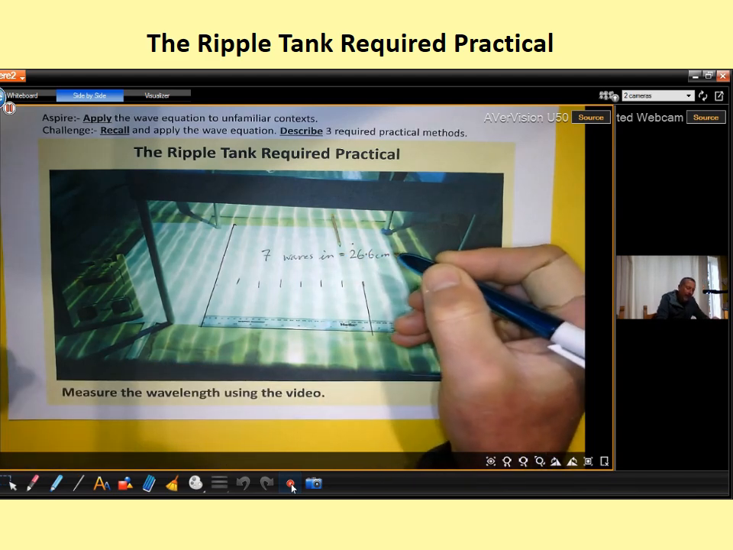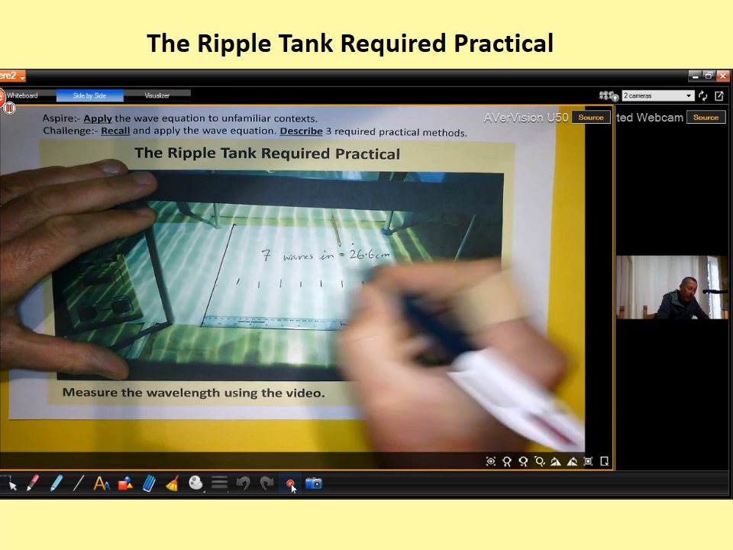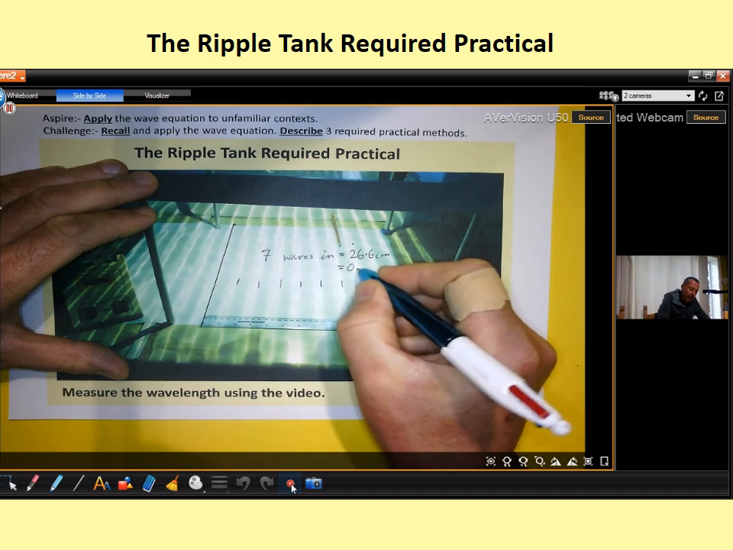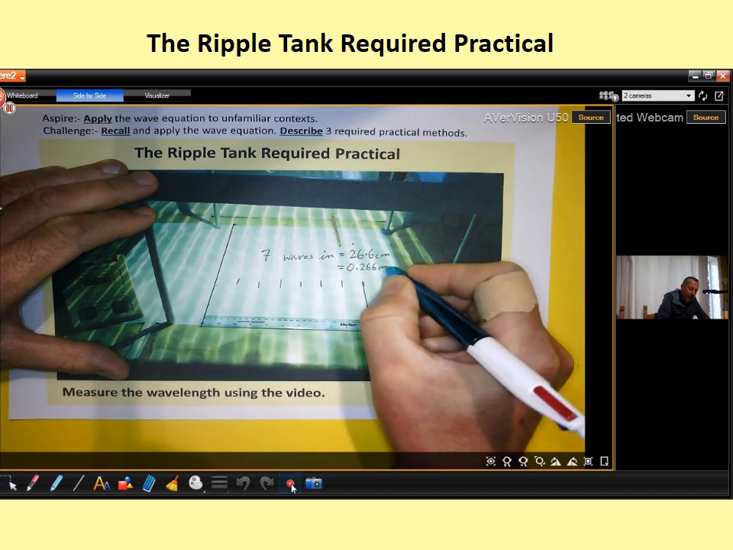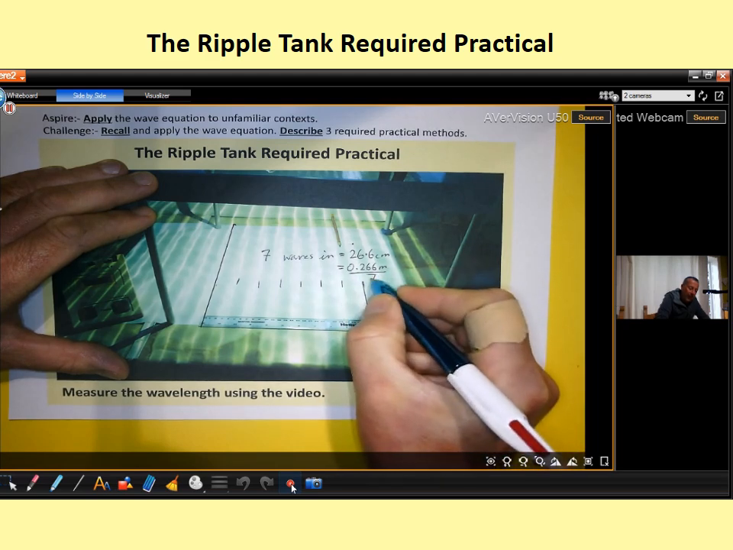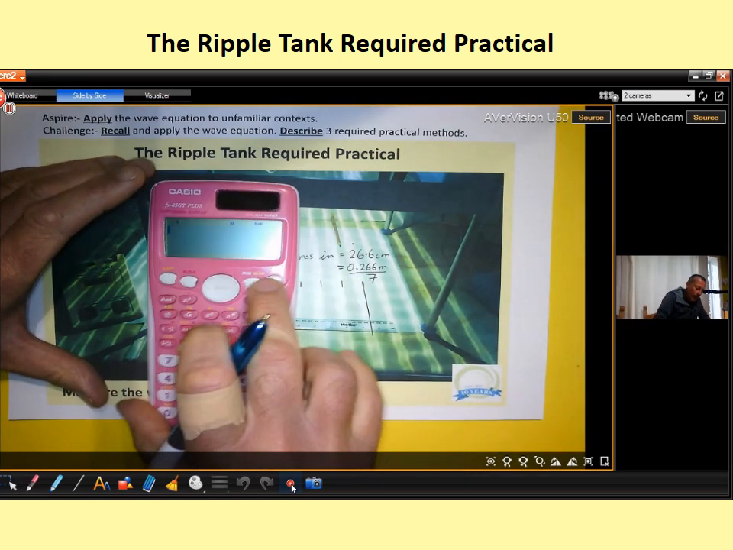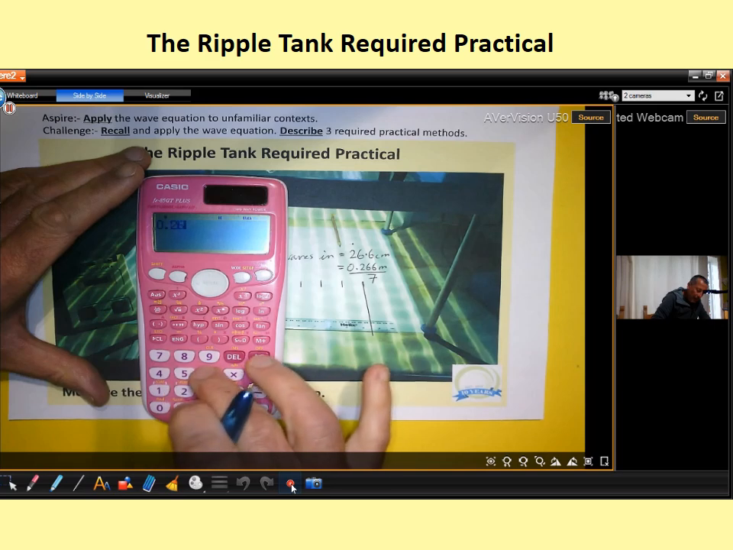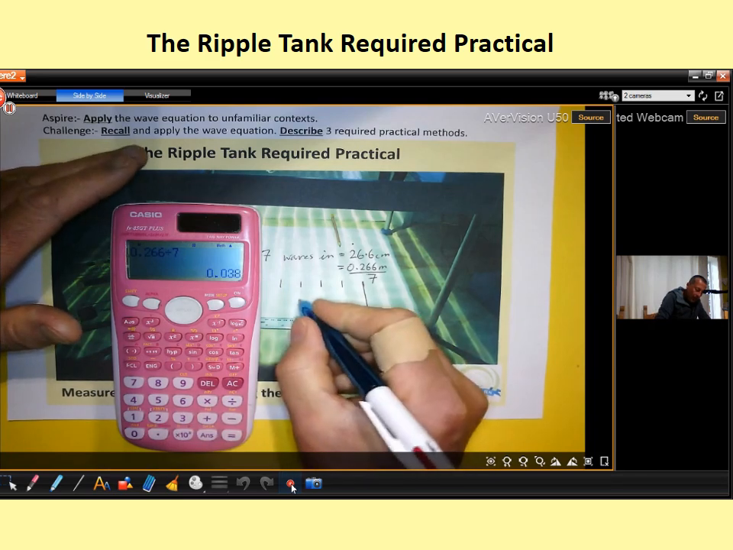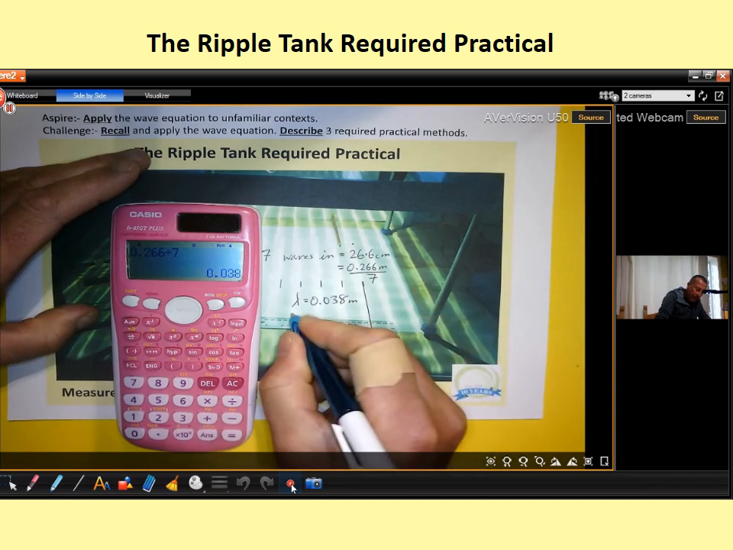Now, if we're going to use wavelength later, applying it into an equation, that'll need to be in metres. So let's put it into metres now by dividing by 100. So 26.6 divided by 100 is 0.266 metres. But that's for 7. So to get 1 wavelength, we need to divide that by 7. 0.266 divided by 7 equals, 1 wavelength is 0.038 metres.